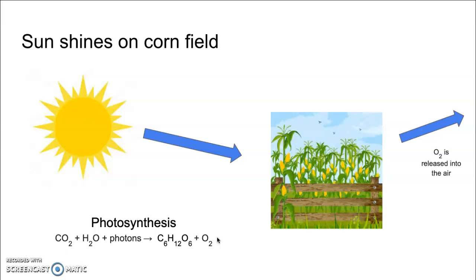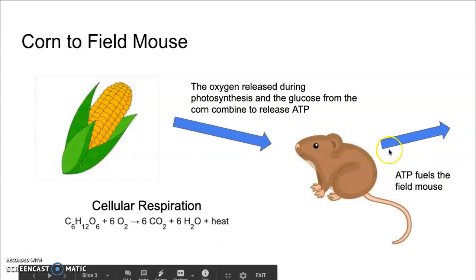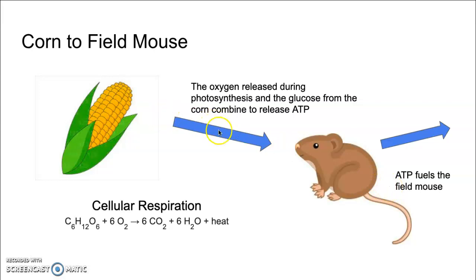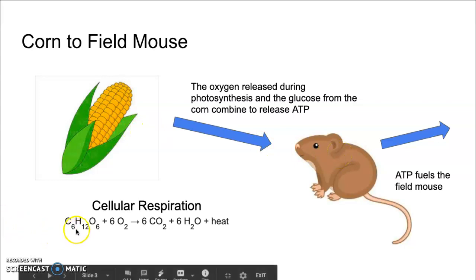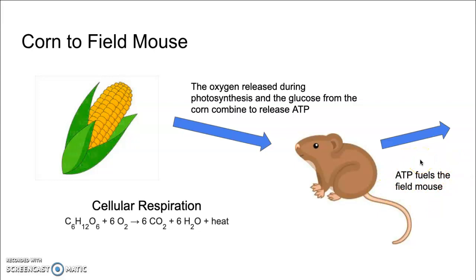of the food chain. So when this oxygen is released, it is used by this field mouse in our example specifically. Along with the oxygen, the corn is also eaten by the field mouse, and we come to this equation for cellular respiration, where glucose and oxygen are the reactants, which produce carbon dioxide, water, heat, as well as 36 ATP released during this process. And this ATP is what fuels the field mouse.